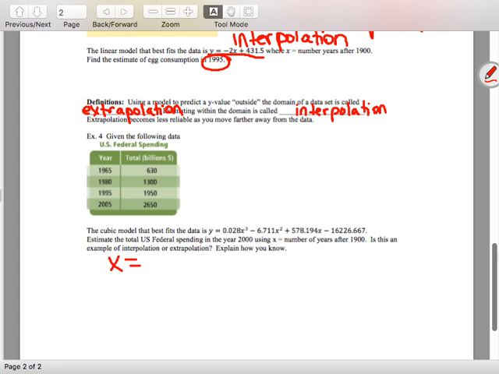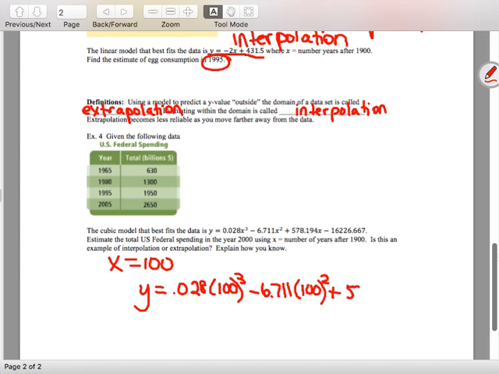So the year 2000, how many years after 1900 is that? 100. So watch what you're going to do. This is going to be y equals 0.028 times 100 cubed. So this is where a graphing calculator is helpful, but it will still work on a red OGT calculator if that's what you've got.